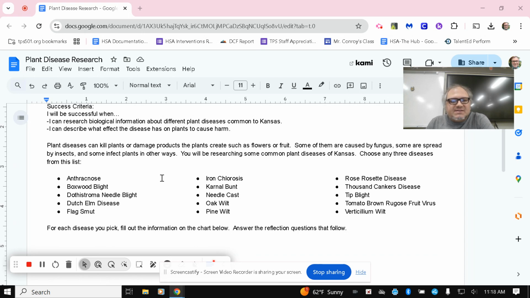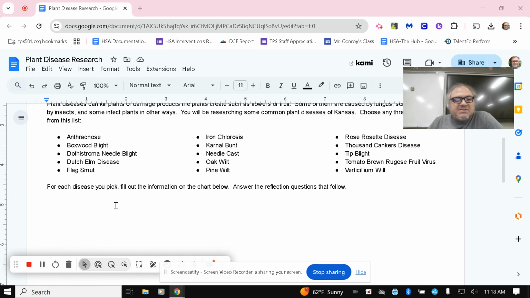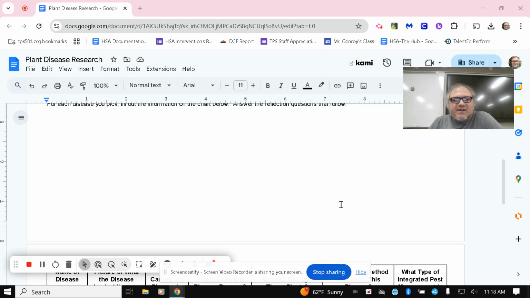Choose any 3 diseases from this list. And again, you've got a list of a bunch of different conditions here. You'll notice there's no scientific names here, mostly because some of these conditions aren't necessarily tied to an organism. It really depends on what we're looking at. So for each disease you pick, fill out the information on the chart below. Answer the reflection questions that follow.